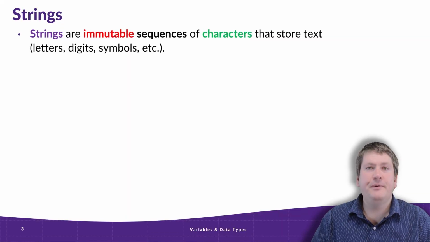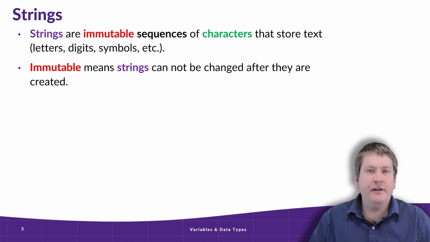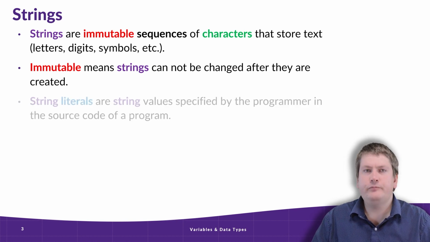Strings are immutable sequences of characters that store text. These characters can include letters, digits, or symbols. And by immutable here, we mean that strings cannot be modified directly after they've been created. However, we can create copies of strings that have our desired modifications in those new strings.